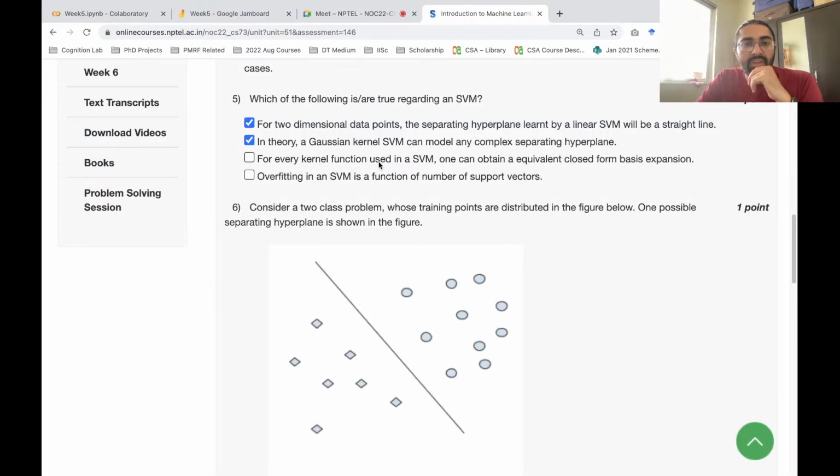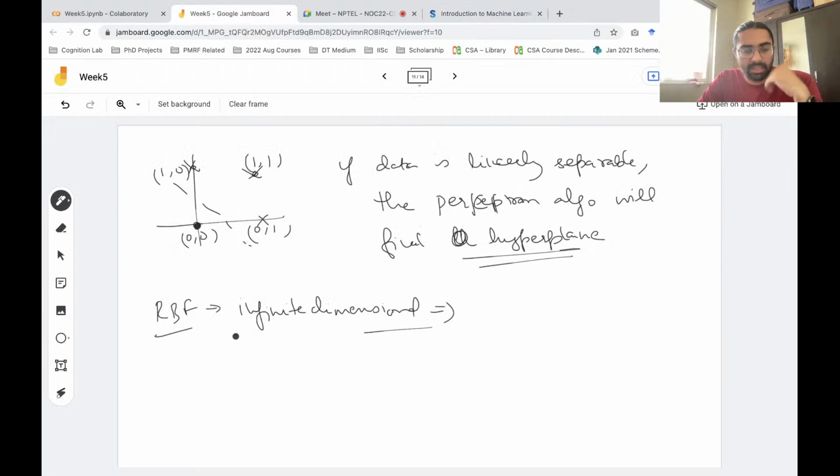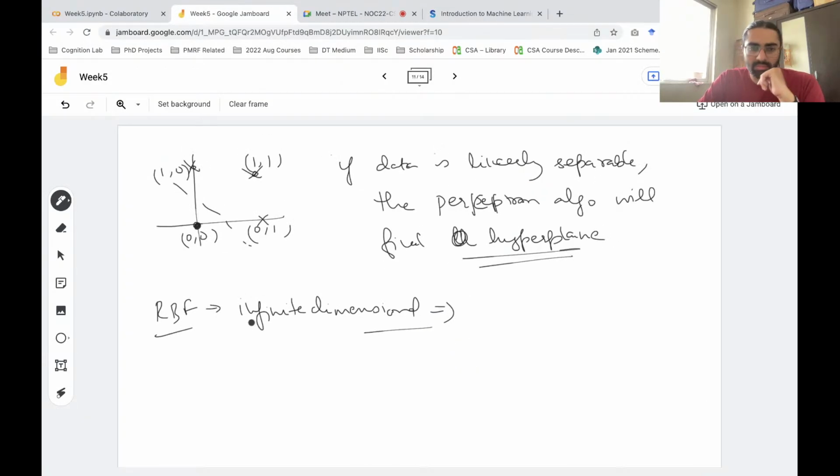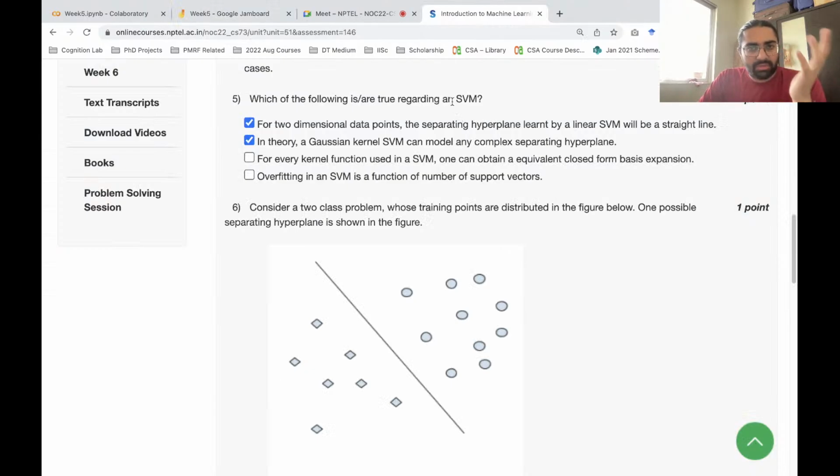Okay, for every kernel function used in SVM, one can obtain an equivalent closed form basis expansion, which is not true, as we know in RBF kernel, because it's infinite dimensional, we cannot find a closed form solution for the basis expansion. And then overfitting in SVM is a function of number of support vectors, which is also true, as it's very intuitive in some sense, because let's say you have a lot of overlap. You will need more support vectors to learn such complex functions, right? And this complexity is where you have overfitting coming in place. All right. Okay, so that's the fifth question.